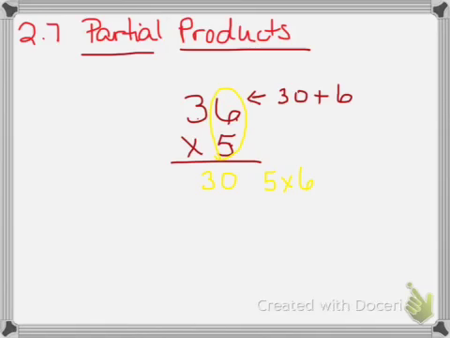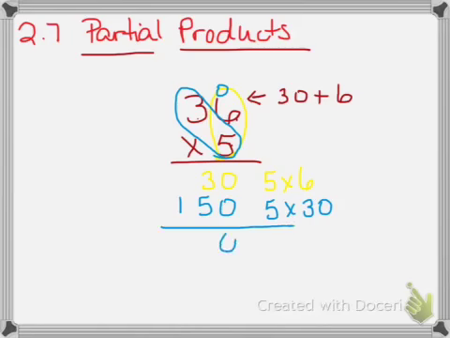Then I'm going to move on to 5 times that 3, but that 3 is not 3. The 3 is 30. So 5 times 30 is 150. Then I take these and I add them up, and I get 180 as my final answer. So again, each of these is part of what the actual problem is. So it's a partial product.